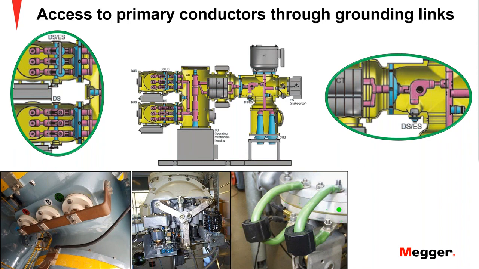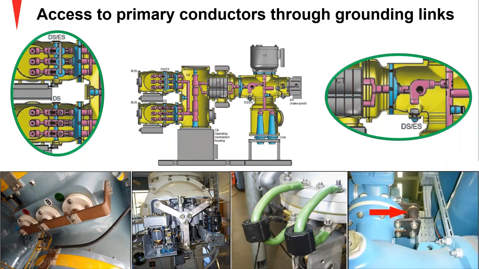This is an insulator here between the two sections. Another example is like this one, where again you have an insulating section here, and you have the grounding link here. One side is going to be the terminal side, and the other one is going to be ground.